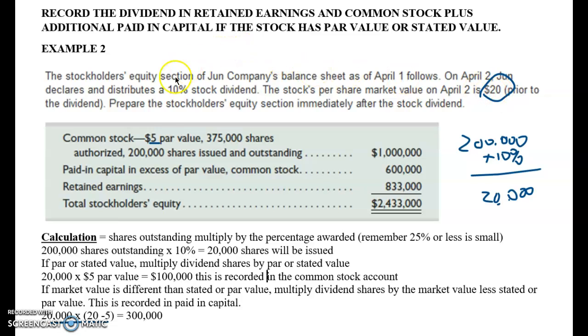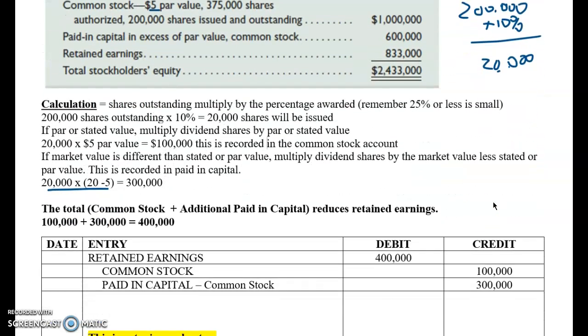Well, in this case, 20 minus 5 is 15. $15 a share is additional paid in capital for each share. $15 times 20,000 shares is $300,000. Well, where's this coming from? We're not selling it, right? We're not debiting cash, right? So normally when we sell it, we debit cash, we raise money. Well, in this case, we didn't raise money. We're just issuing more stock.